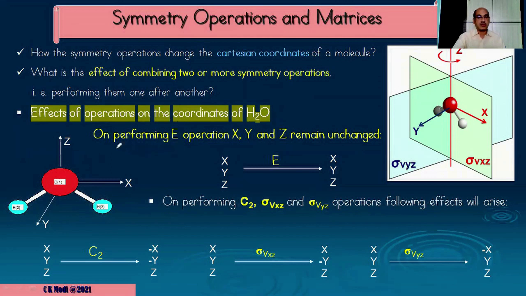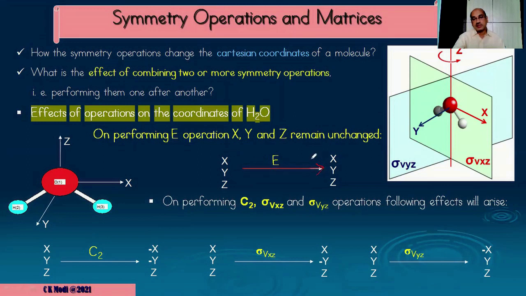So the effect of operations on the coordinates of H2. For example, if I perform the E operation, what should be the positions of x, y, and z after performing the E operation? These are the three Cartesian coordinates x, y, z.